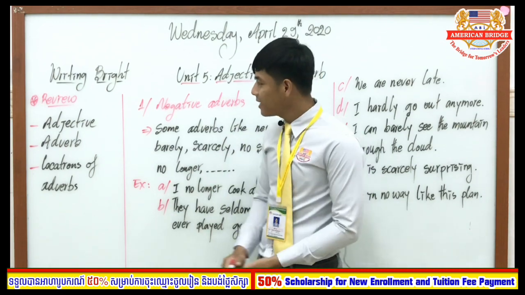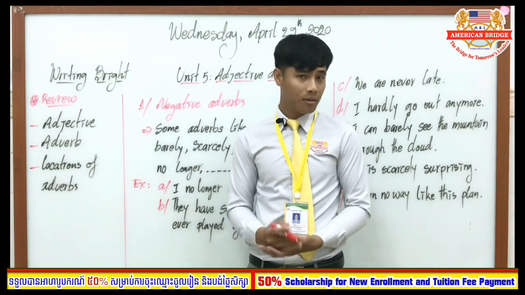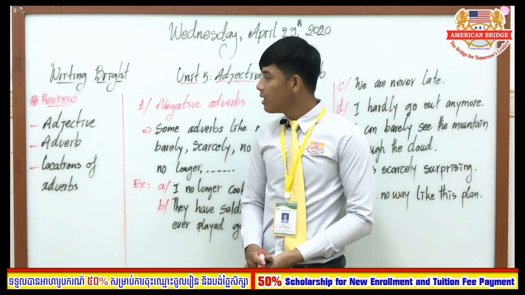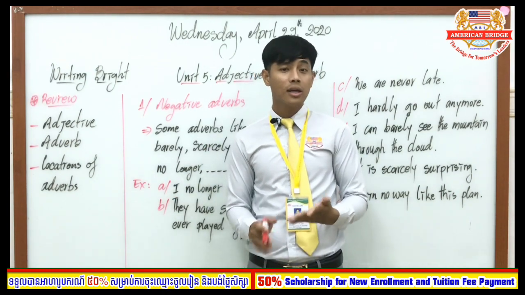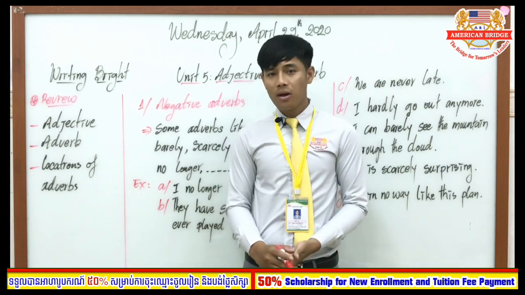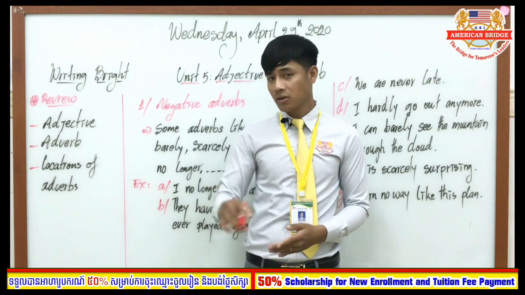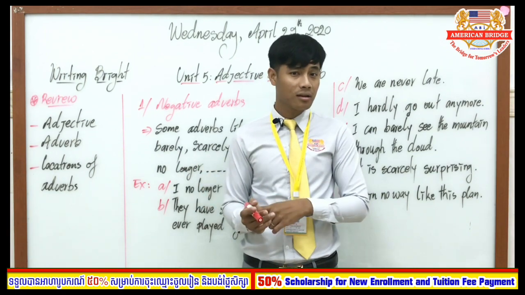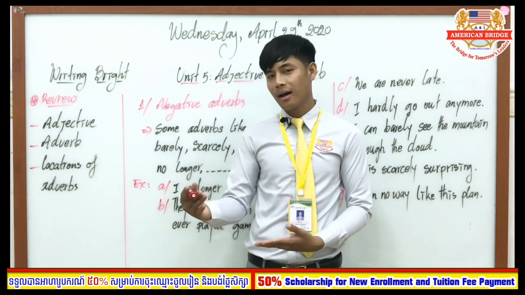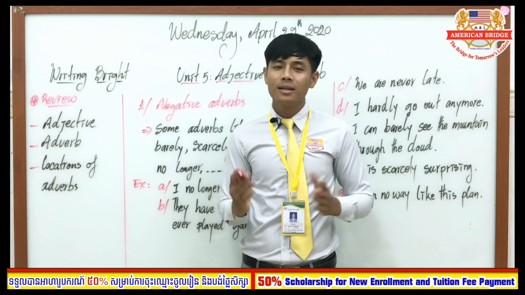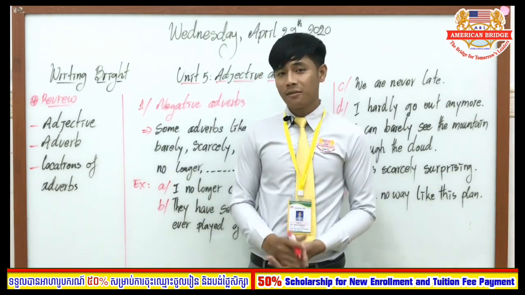Okay, let me tell you. An adjective is used to modify a noun or pronoun, right? Example: she is a beautiful girl. Girl is a noun and beautiful is an adjective, so beautiful modifies girl, right? What about that girl? That beautiful girl.